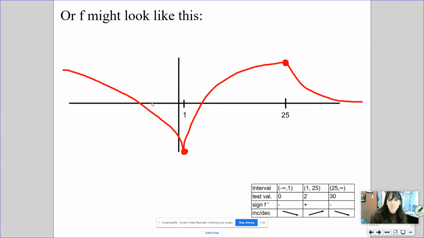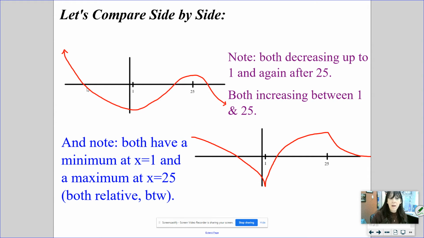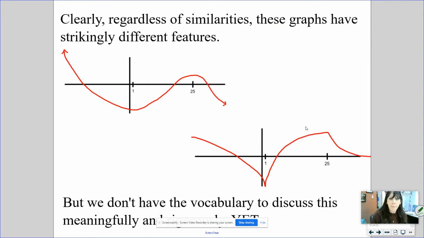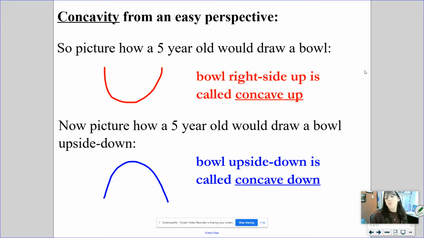Could also look like this. This graph looks odd, but this graph does have a decreasing area, an increasing area, and then decreasing. Same thing with the critical numbers. Those are not wrong. So how do we know whether our graph looks like the top one or looks like the bottom one? It's very hard to tell because based on what we currently know, it fits the same description. Okay, obviously they have strikingly different features, but we don't know how to describe them yet, but we're about to learn right now. So here is your new vocabulary word, concavity.